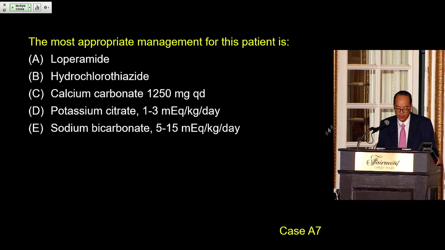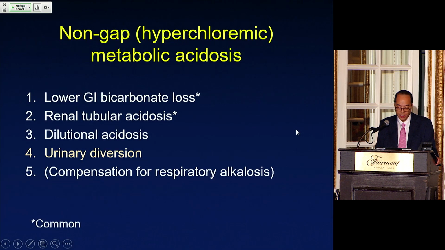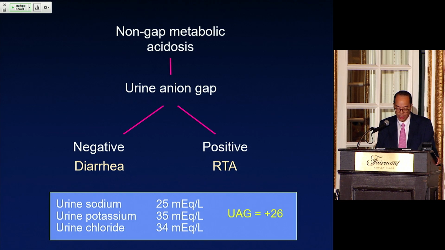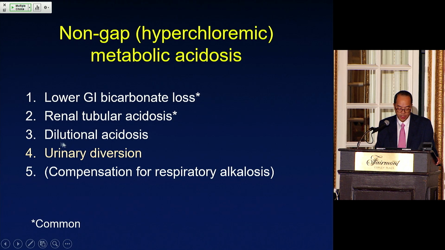So this gets to something that we discussed earlier this morning directly. This is a patient that has a non-gap metabolic acidosis, okay? And so the first step is to look at the urine anion gap. So just to back up, she doesn't have a urinary diversion, no reason to think this is dilutional acidosis. Looking at the PCO2, this is not primary respiratory alkalosis. So it's between diarrhea and RTA.